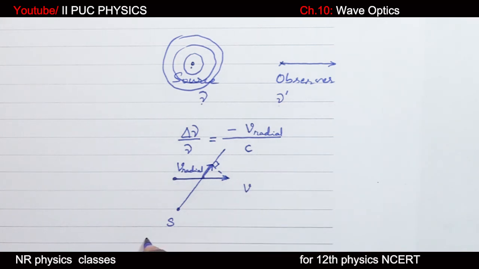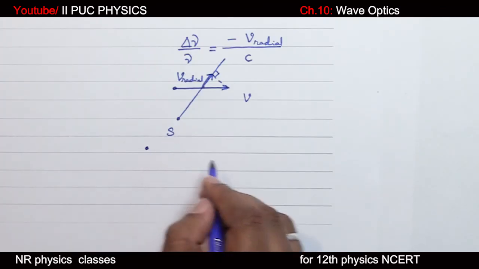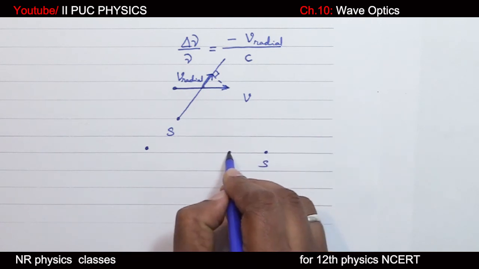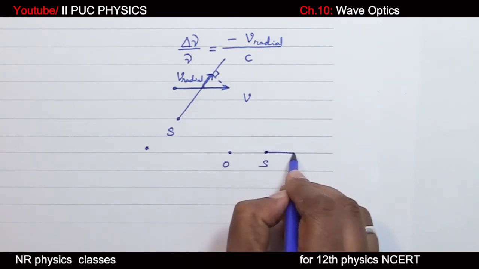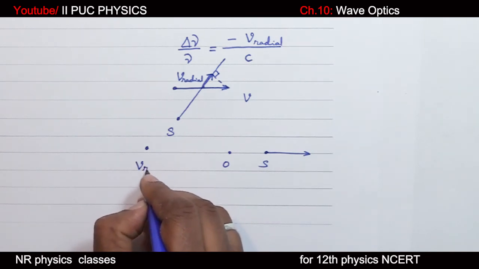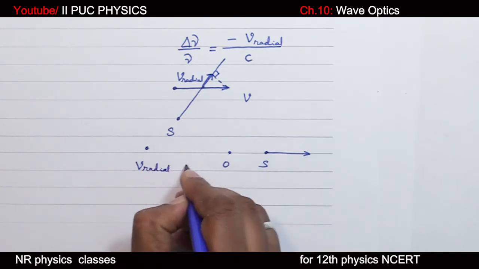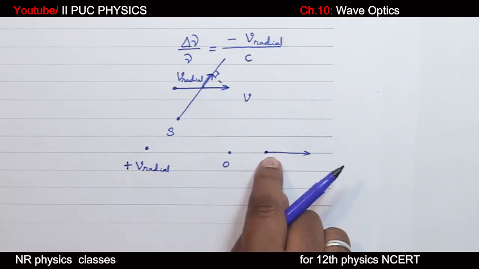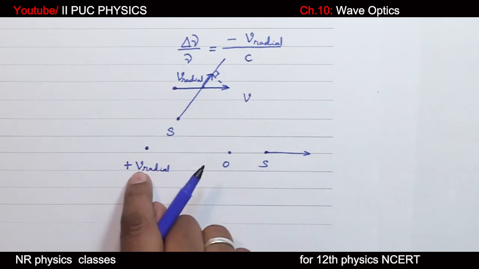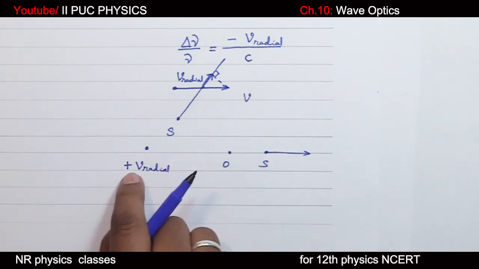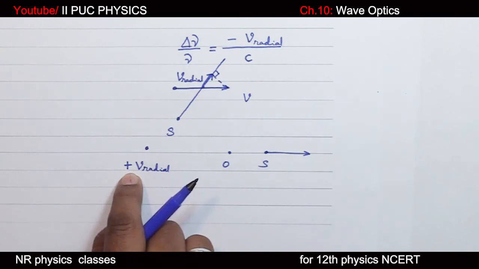And as a convention, if the source is moving away from the observer, this is the source, this is the observer, then this radial component of velocity is taken with positive sign. Away positive, towards negative, because velocity is a vector quantity. If direction is reversed, then sign also gets reversed.